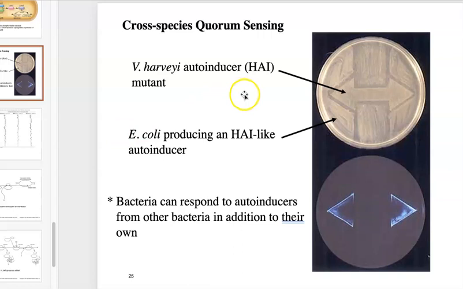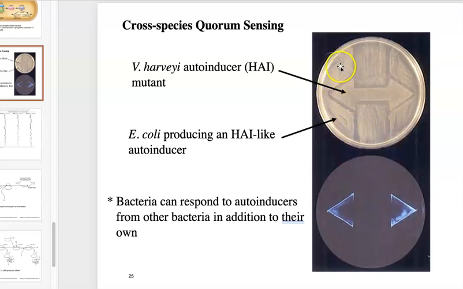In this particular case, they took a Vibrio harveyi autoinducer mutant, and I don't know who did this, but it's so brilliant. They paint these little arrows. They paint the Vibrio harveyi autoinducer mutant here, and then they have an E. coli that produces a harveyi autoinducer-like molecule that they paint here and here, and then they have a negative control here, somebody who doesn't make a harveyi autoinducer-like molecule, and then they let them grow. They co-culture them.